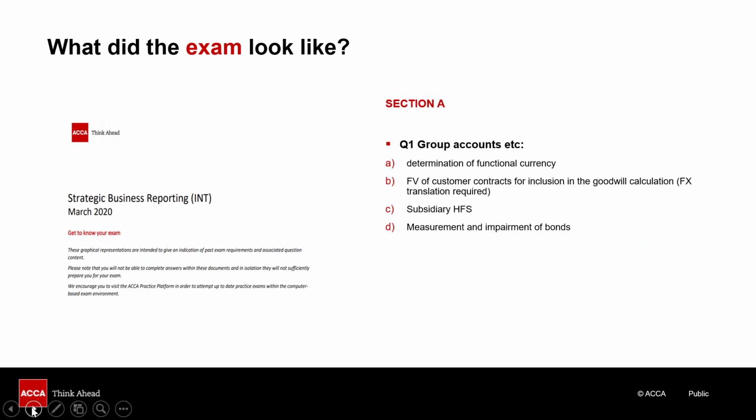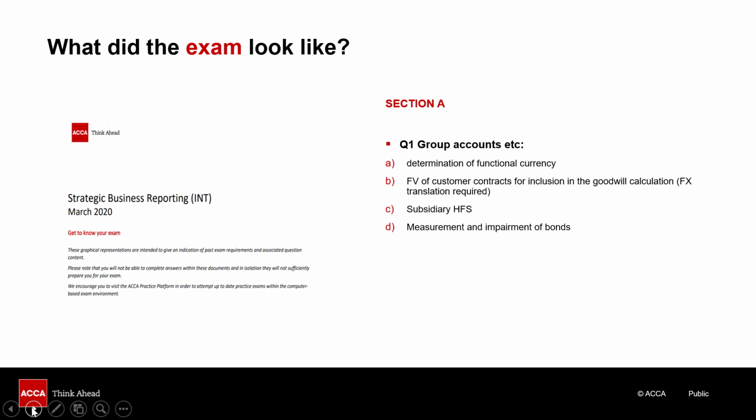SBR is a 3-hour, 15-minute exam for 100 marks, containing 2 sections, 4 questions, all of which are compulsory. Question 1 of every exam will test your knowledge of group accounts. For example, in the March 2020 exam, Part A required you to apply your knowledge as to how the functional currency of a subsidiary company is determined in a given situation.